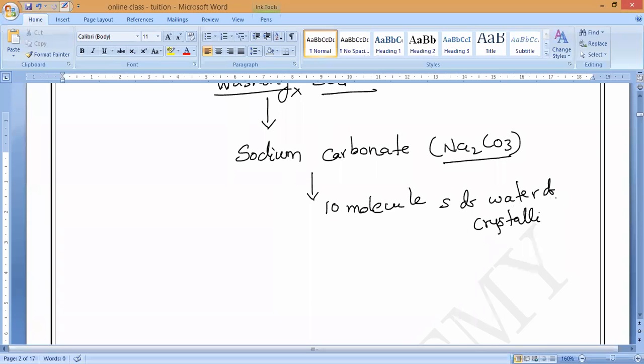So 10 molecules of water of crystallization. Do you understand, all of you? That is called washing soda. Whenever sodium carbonate contains 10 molecules of water of crystallization, that is called washing soda, and that is known as sodium carbonate decahydrate.